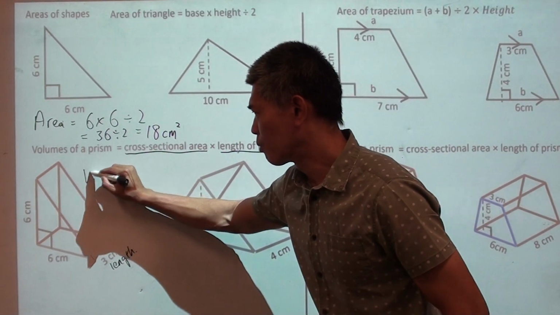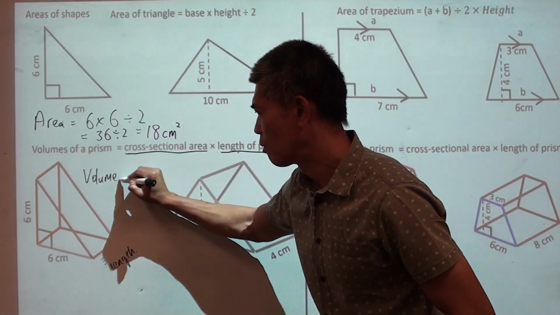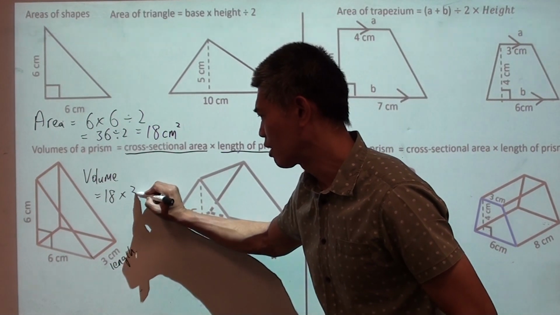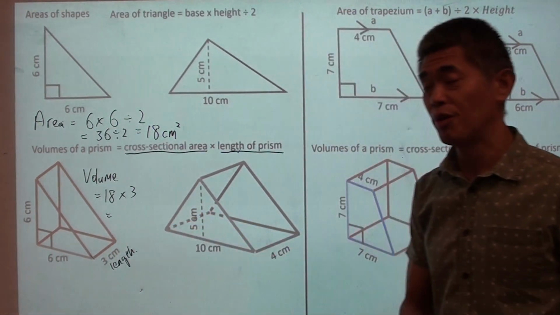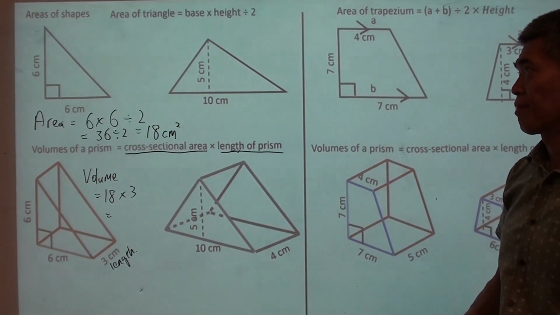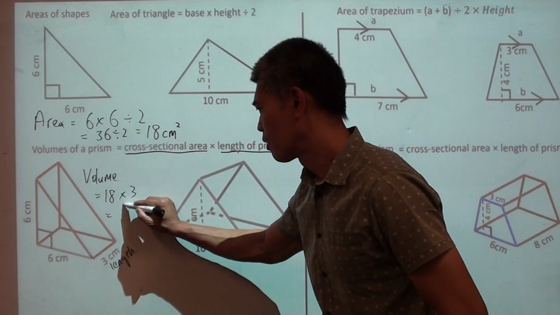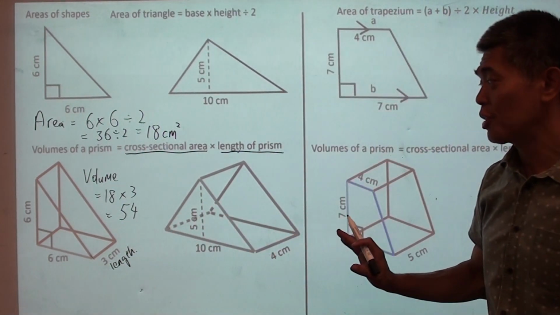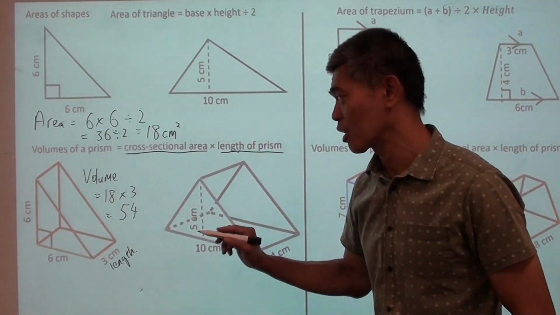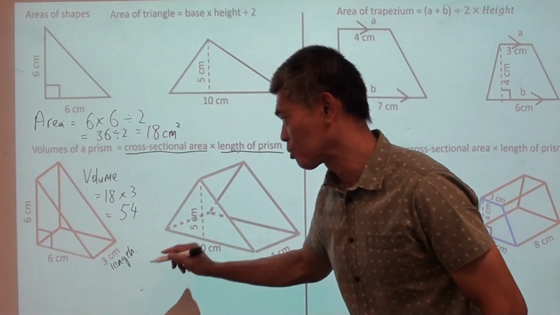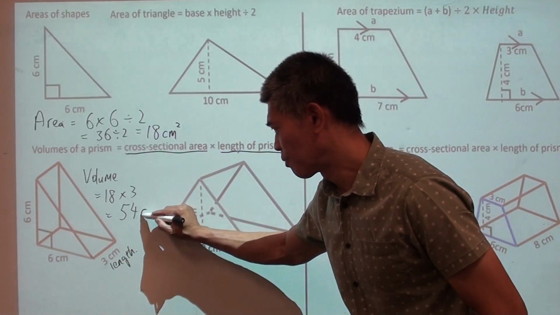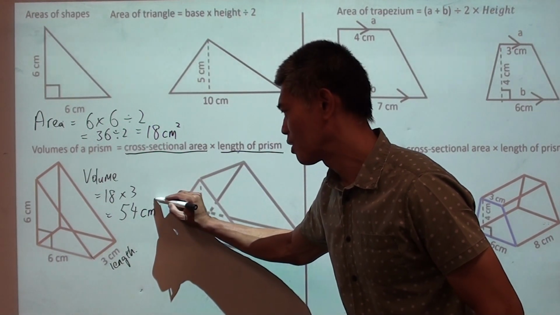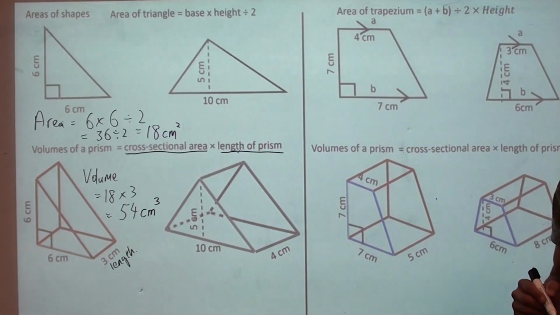So volume equals 18 times 3. That gives you 54. Now the unit of volume is centimeter cubed, because everything here is measured in centimeters, so it's 54 cubic centimeters.